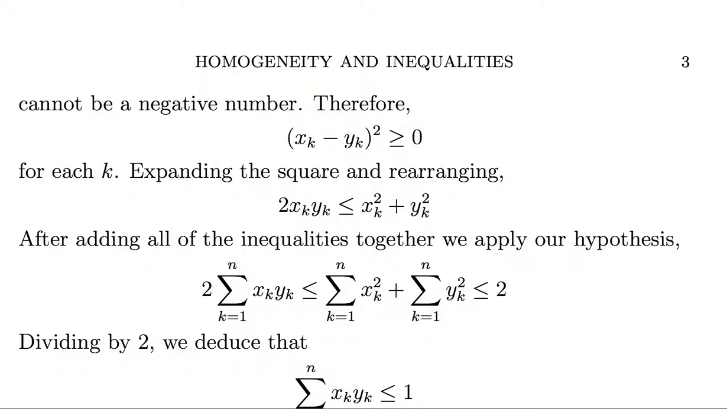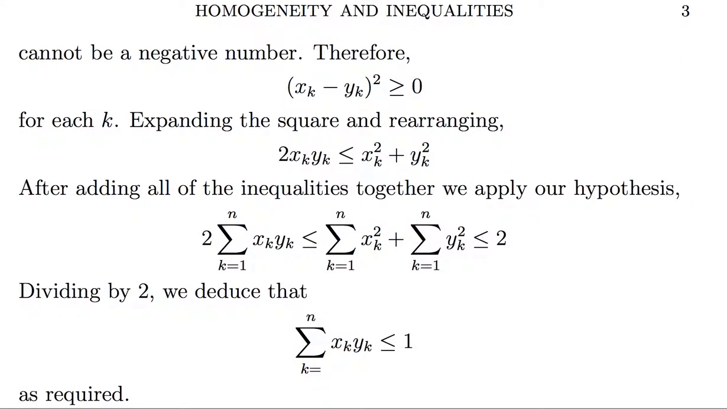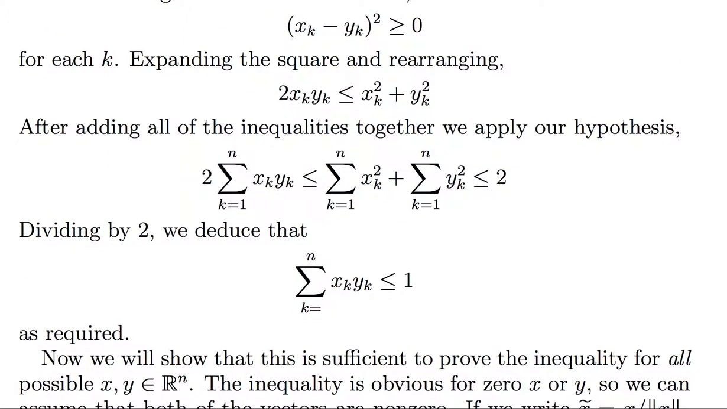2 times the sum from k equals 1 through n of xk yk is less than or equal to the sum from k equals 1 through n of xk squared plus yk squared, which is less than or equal to 2. Dividing by 2, we deduce that the sum for k equals 1 through n of xk yk is less than or equal to 1, as required.